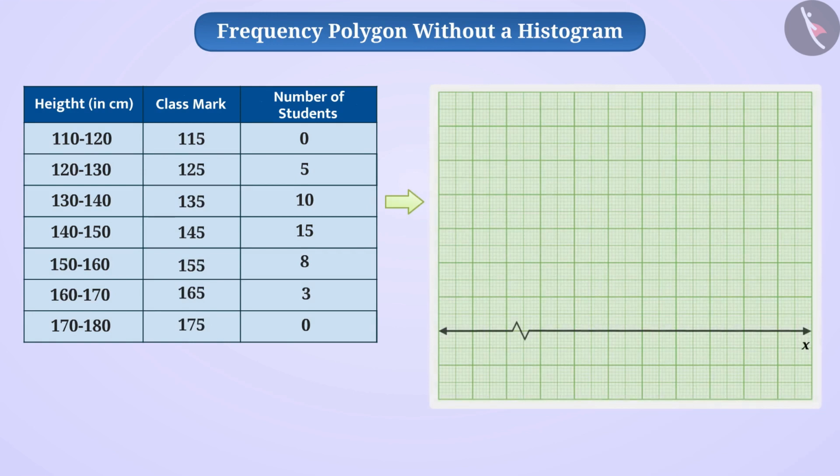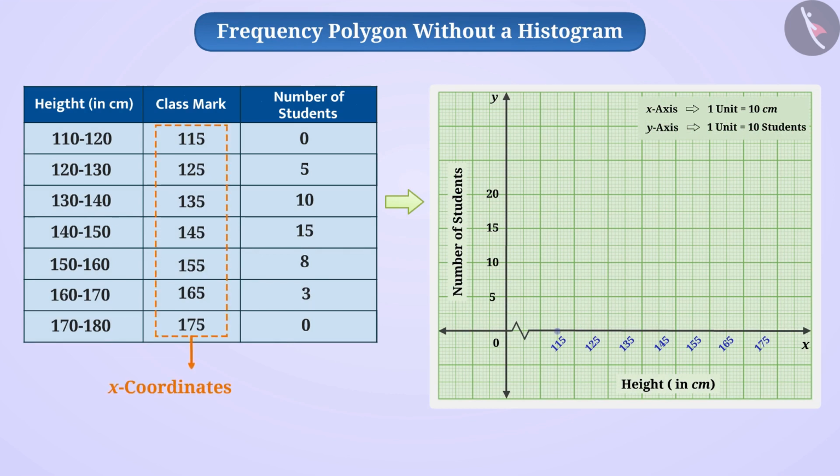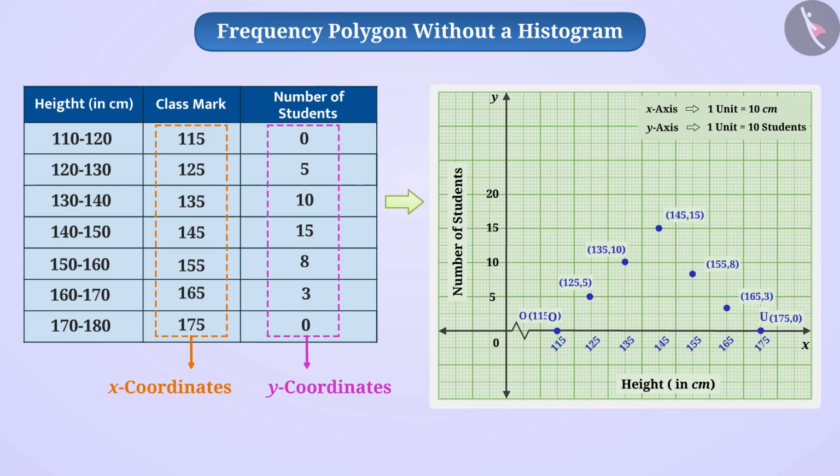Similarly, we will find the class marks of all the class intervals. Now, we will draw the x-axis and y-axis and represent class marks on the x-axis and frequency on the y-axis. Taking an appropriate scale on both axes, we will represent different points taking class marks as x-coordinates and the corresponding frequencies as y-coordinates. Here, we will represent point O with coordinates 115, 0. Similarly, we will represent other points like this. Now, we will complete the frequency polygon OPQRSTU by connecting all the points with line segments. In this way, we can obtain a frequency polygon even without a histogram.